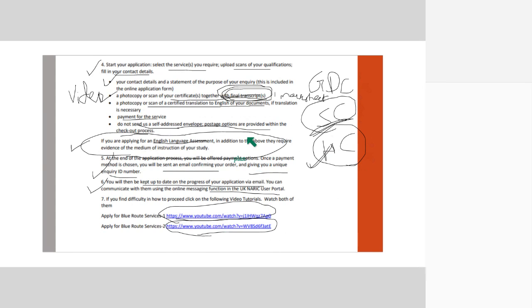So once you have done that, how many days do I have to wait for the NARIC certificate to come? A lot of students ask. Again, if you Google it, you get around 10 to 15 days. They usually send the NARIC certificate.